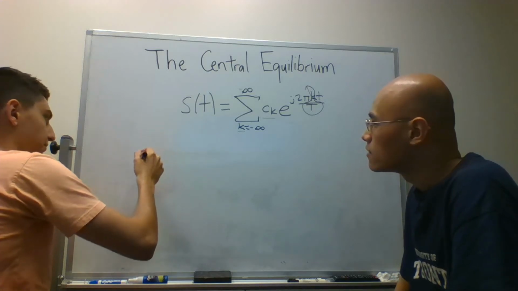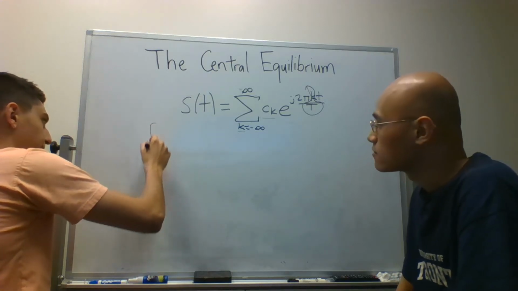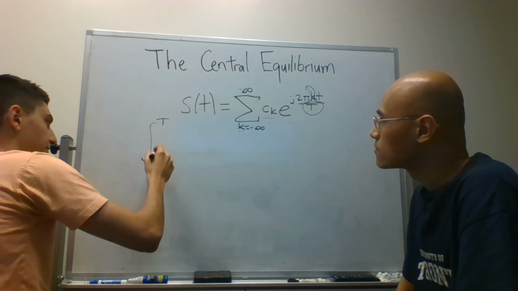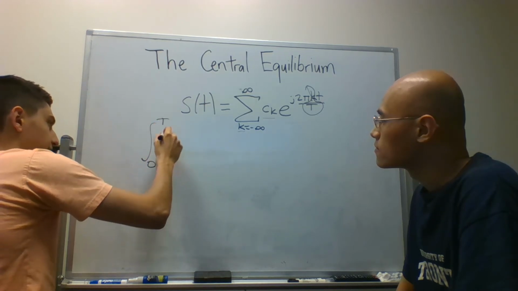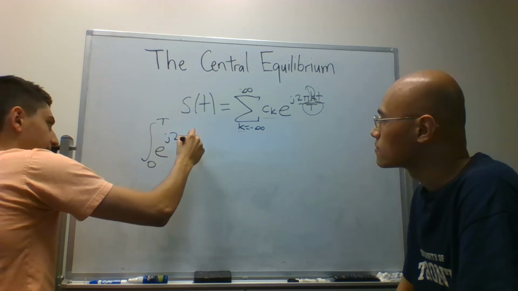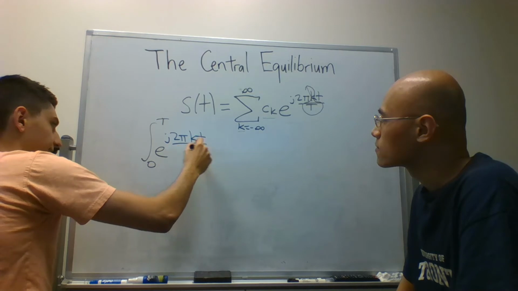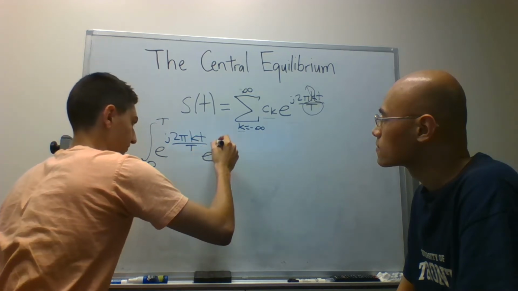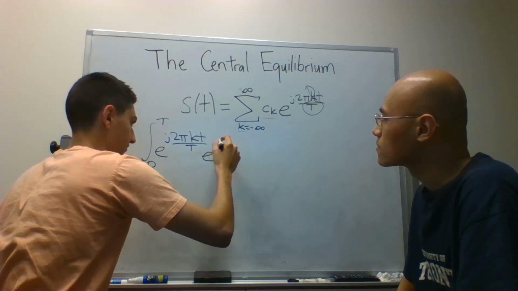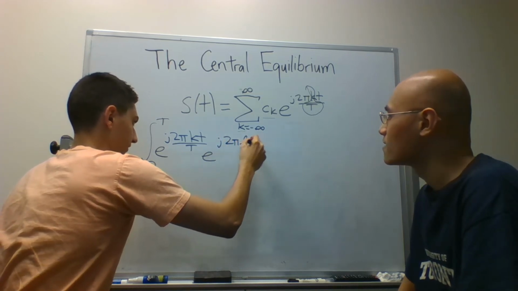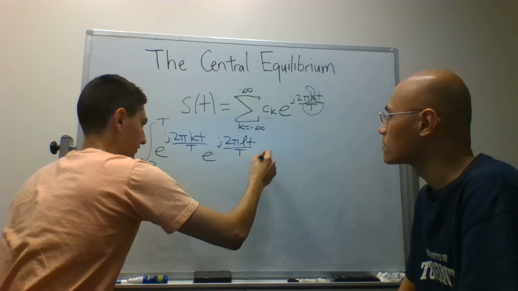Define the idea of orthogonality. Okay, so two signals are orthogonal if the integral from 0 to T of e^(j2πkt/T) times e^(j2πlt/T) dt... I'm going to check to make sure I'm writing this right.